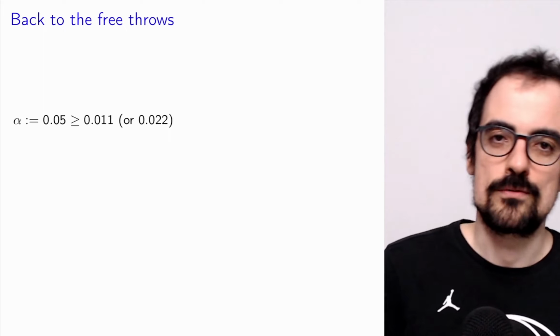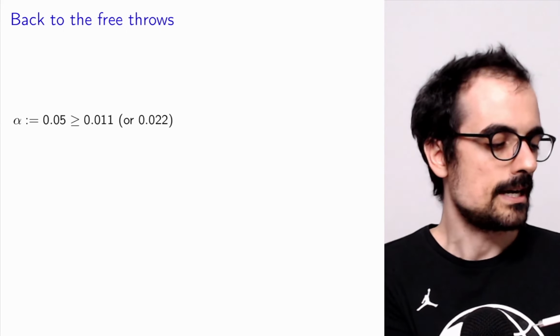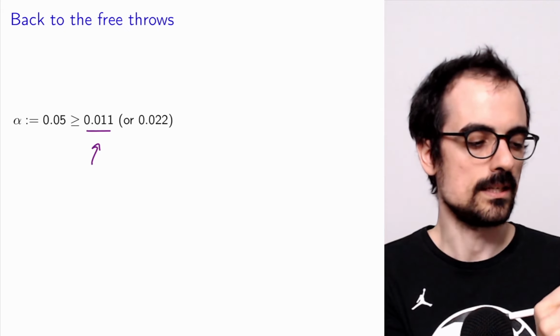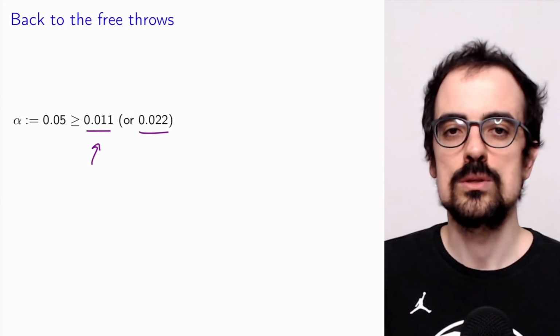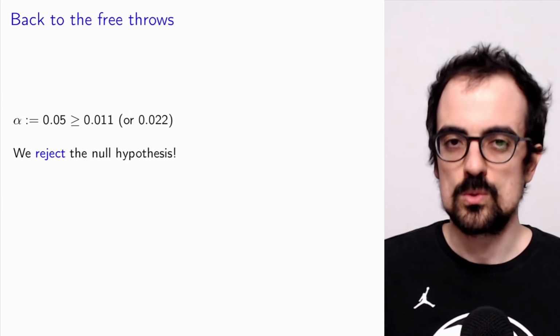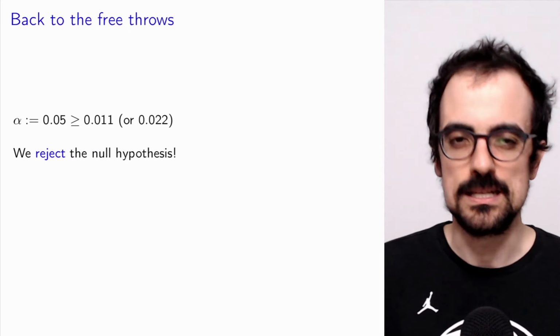Okay, back to the free throws after this detour. In the free throws, we saw that the p-value that we observe, whether we use the one-tailed statistic or the two-tailed statistic, is below the significance level of 5%. So we reject the null hypothesis. Now we need to ask ourselves, what does this actually mean?